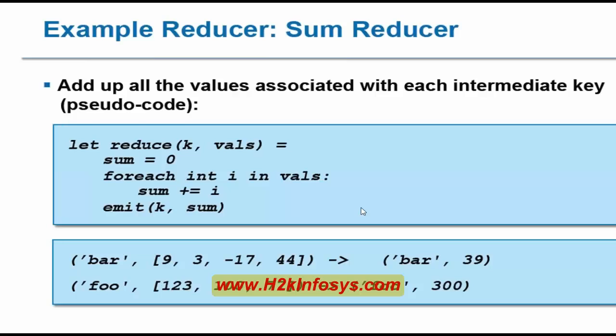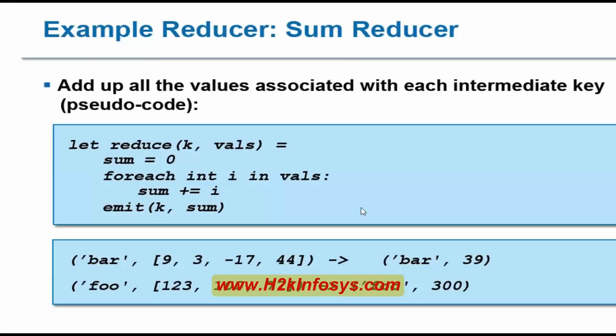Again, we will see some pseudocode of our reducer also, and then finally we can jump into our actual program. Okay. So here it is telling: add up all the values associated with each intermediate key. That is the main functionality of the reducer, right? So we will see how we will write our pseudocode for that.